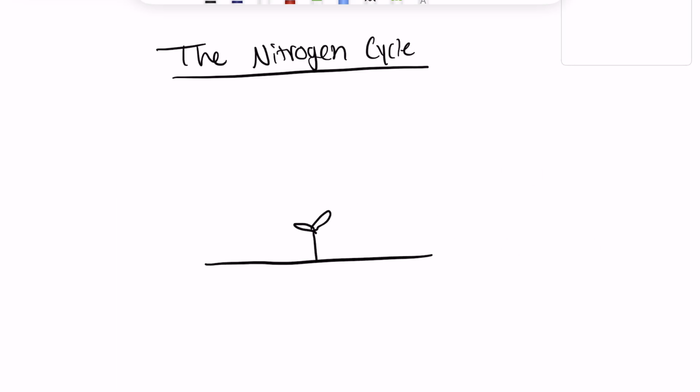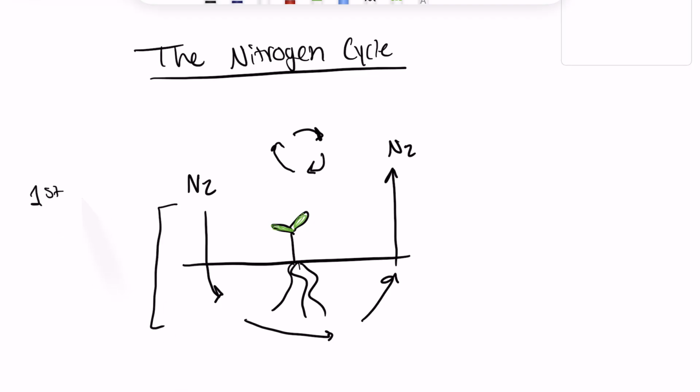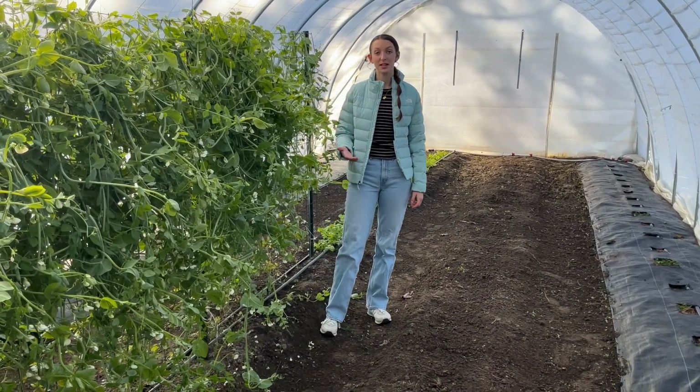This process, called nitrogen fixation, is an important part of the nitrogen cycle, a cycle that describes the movement of nitrogen through the air, soil, plants, and animals. There are many steps to this cycle, but for this video, we will just focus on the first step, involving nitrogen fixation. Here is a snap bean plant, belonging to the legume family, a family consisting of beans, peas, and clover.